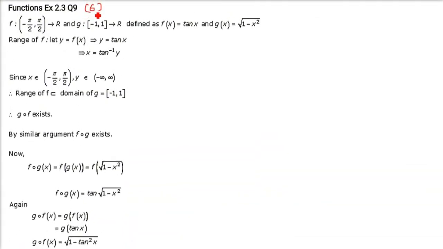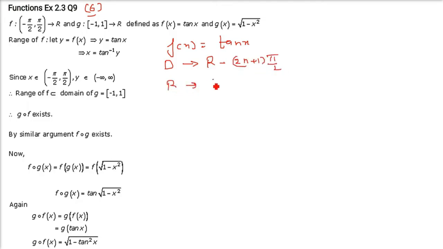Question number 9. In certain edition, you will see it as question number 6. Two functions are given here. f∘g and g∘f you have to describe. f(x) is equal to tan x. We know the domain of tan x and the range of this function. The domain is all the real numbers except the odd multiples of pi by 2.